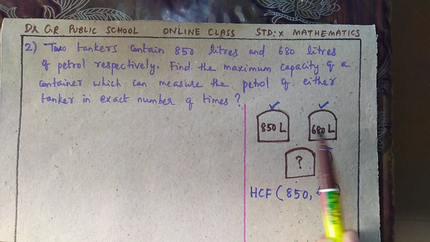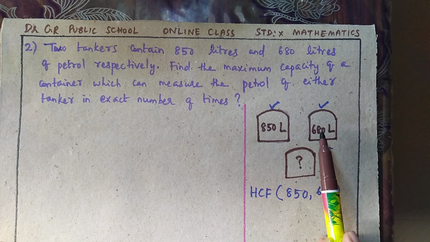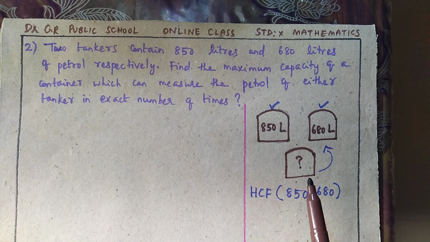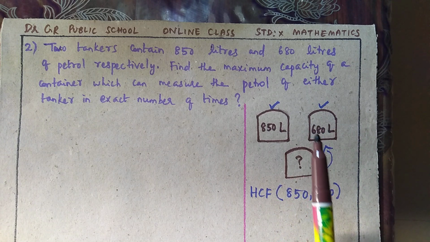So here there are two tankers. One tanker is having 850 liters of petrol. The second tanker is having 680 liters of petrol. So we need to find out the measurement of another tanker, a third tanker, and that third tanker can measure either petrol tanker's exact number of times.